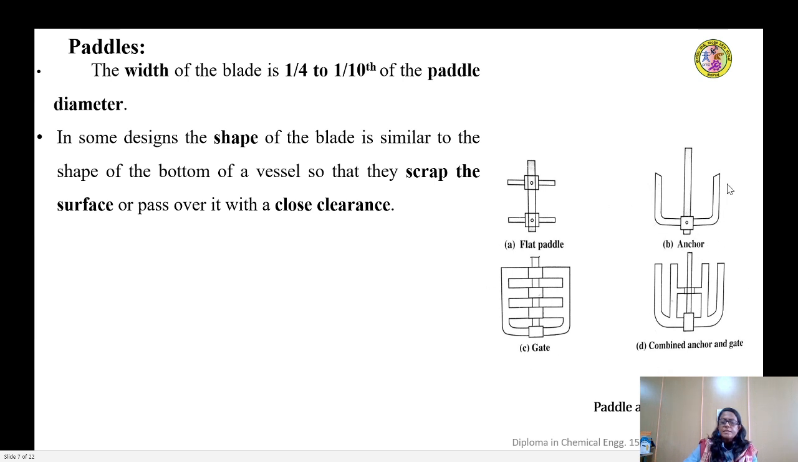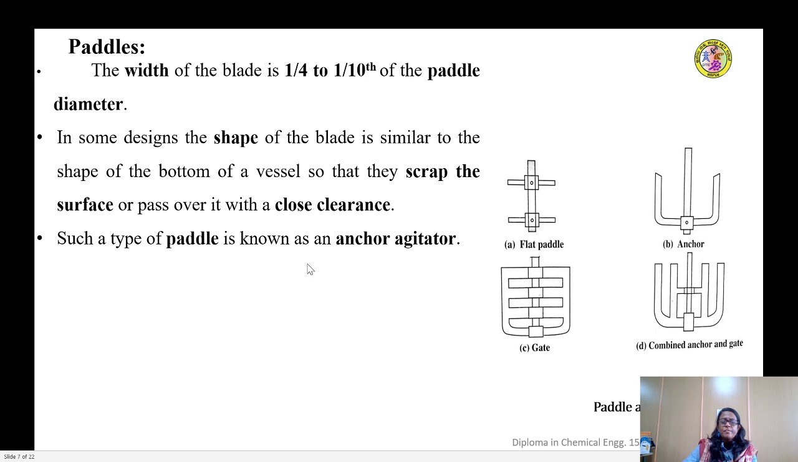The shape of the agitator blade, that is the impeller, is similar to the inside shape of the vessel. So the entire periphery of the agitator is almost close to the wall of the vessel in the given agitated vessel. This will have a close clearance with the wall of the agitated vessel. That kind of construction is given to the paddle agitator so that it moves over the surface during its operation. Thereby it keeps scraping the surface and prevents any kind of deposition that can occur on the inside surface of the agitated vessel.